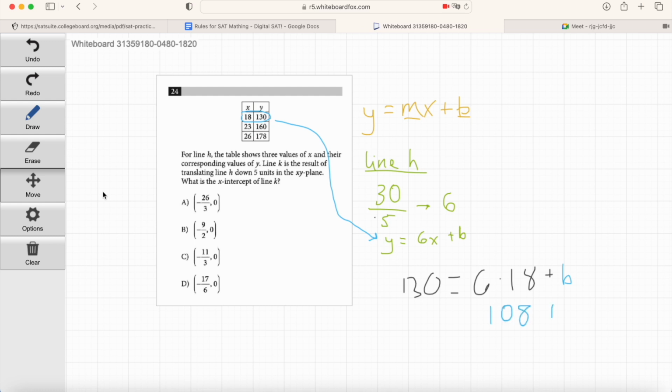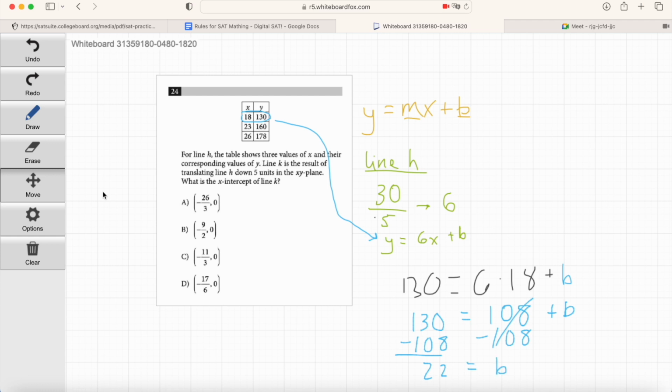Okay. I'm just going to rewrite this here. 130 equals 108 plus b. How do we solve for b now? This isn't too bad. We find the difference between 130 and 108. Yeah, just subtract 108 on both sides. I'll work it out. What's that give us? 22. So the b value is 22.